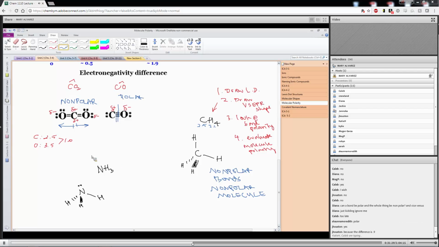Because the difference is 0.9. Nitrogen is 3.0, hydrogen is 2.1. Again, you just pick that up from the table of electronegativity values that you will be given on a test. A difference of 0.9 puts it in the polar range. Okay, which side gets the partial positive, which side gets the partial negative between nitrogen and hydrogen?